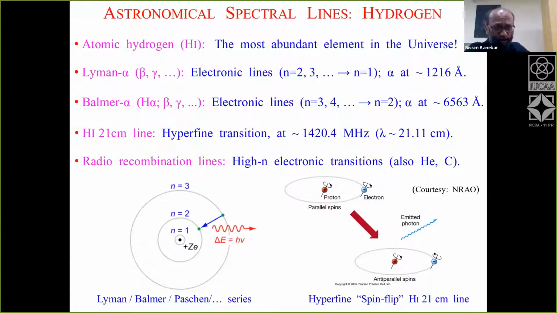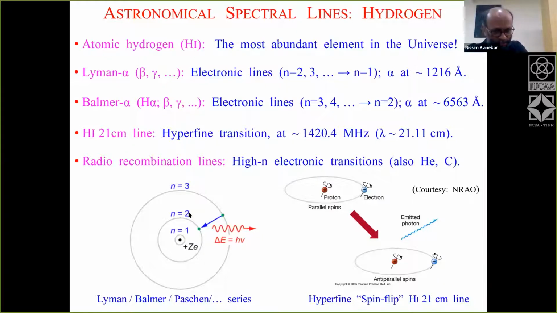You also have a corresponding series called the Balmer series, which is actually what Bohr used to work out the semi-classical model of quantum mechanics. Those are called Balmer alpha, Balmer beta, and so on. In astronomy, they're often called H alpha, H beta, H gamma, and so on. And these are, again, electronic lines.